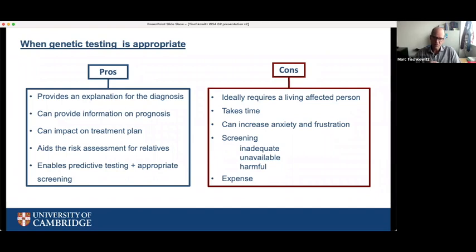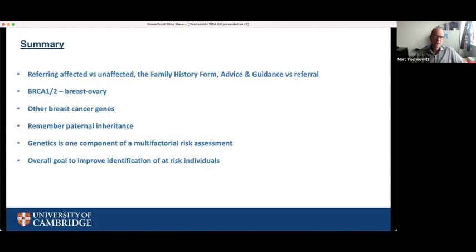It does take some time, and it can create anxiety within a family. And surveillance can also be an issue. So for example, surveillance for ovarian cancer remains ineffective, it's unproven. So the only treatment that one can offer there is risk reducing surgery, so removal of the ovaries as a preventive measure.